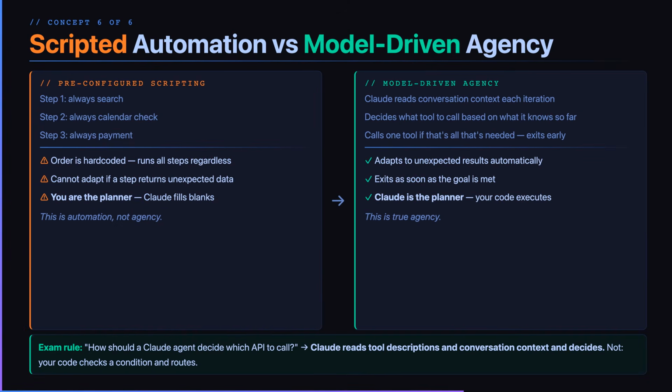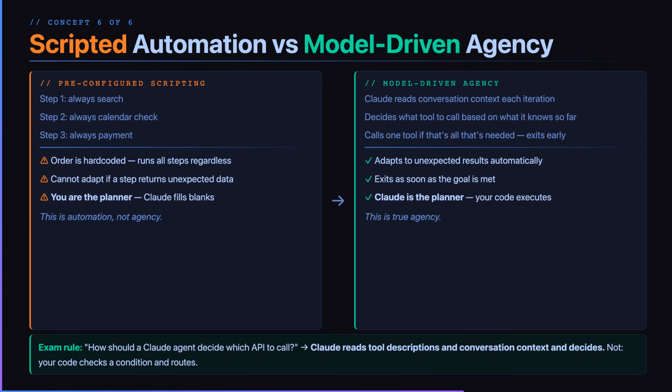Let's contrast 2 ways to build a multi-step workflow. In a pre-configured approach, your code hardcodes the sequence. Step 1 is always search. Step 2 is always calendar check. Step 3 is always payment. The order is fixed regardless of what the user needs. If the task only needs 2 steps, your code still runs all 3. You, the developer, are the planner. Claude just fills in the blanks. This is automation, not agency.